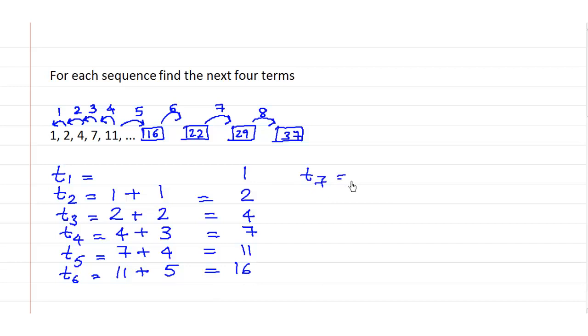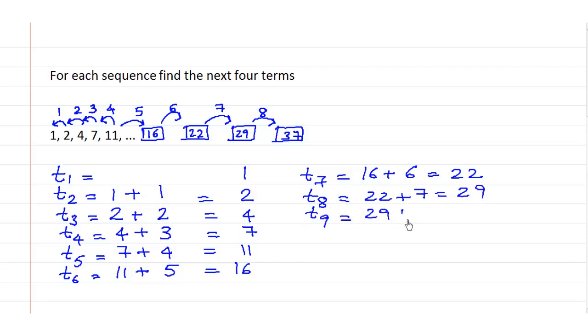Then in order to find the seventh term, T7 means seventh term, we take the previous term and we add the next natural number 6, which is 22. Then in order to find the eighth number, we take 22 and the next natural number 7 and we get 29. And T9 is 29 plus the next natural number 8 and we get 37. So in this way we get the next 4 terms. We can find the next 5 terms or 6 terms also.